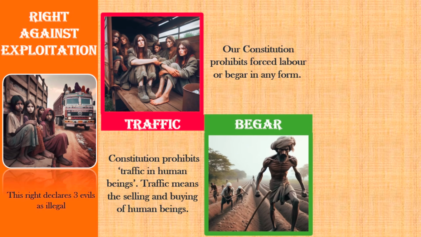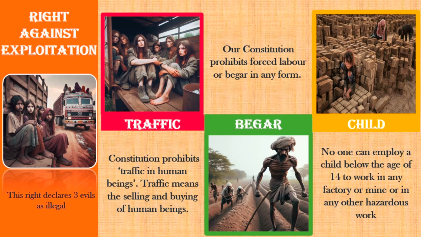Prohibition of begar: the Constitution prohibits forced labor or begar in any form. Begar is a practice where workers are forced to render service to the master free of charge or at nominal remuneration. Prohibition of child labor: the Constitution prohibits the employment of children below the age of 14 in any factory, mine, or other hazardous works such as railways and ports. This right ensures that no one is subjected to any form of exploitation, providing a safe and just environment for all citizens.